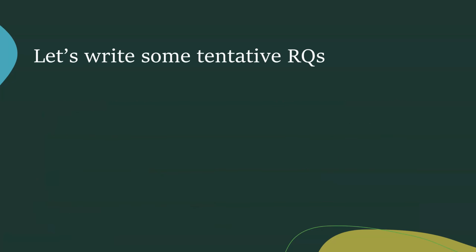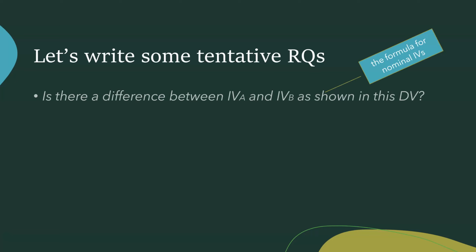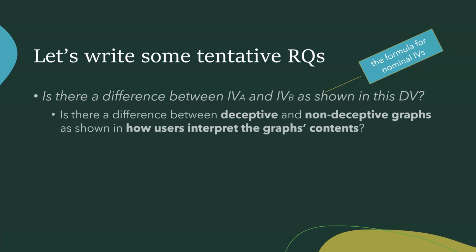So let's then write some tentative research questions. Now remember, we're going to use a formula. We're going to plug in. It's going to just sound really, really weird, but we can rewrite it. So let's get started. Is there a difference between IVA and IVB as shown in this DV? Well, this is the formula we have for nominal independent variables, so we're going to run with it. So let's plug in. Is there a difference between deceptive and non-deceptive graphs, as shown in how users interpret the graph's contents? Well, there's a possibility.